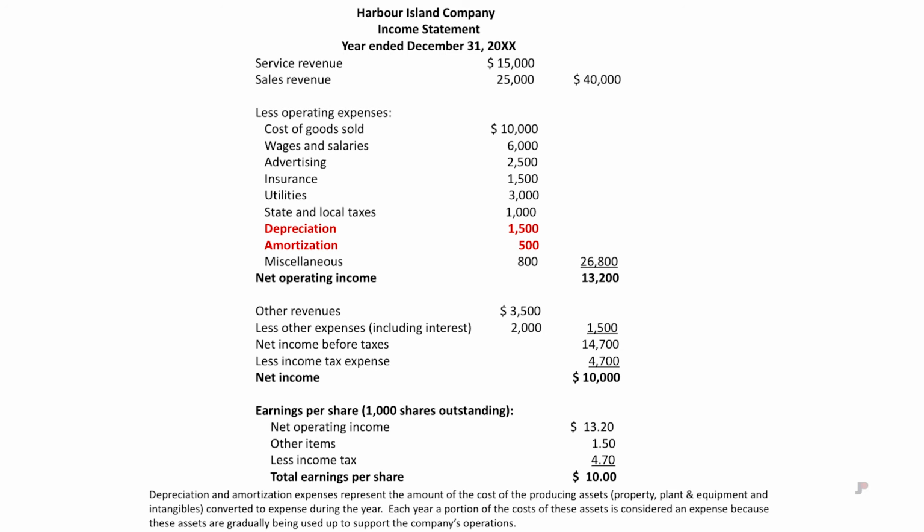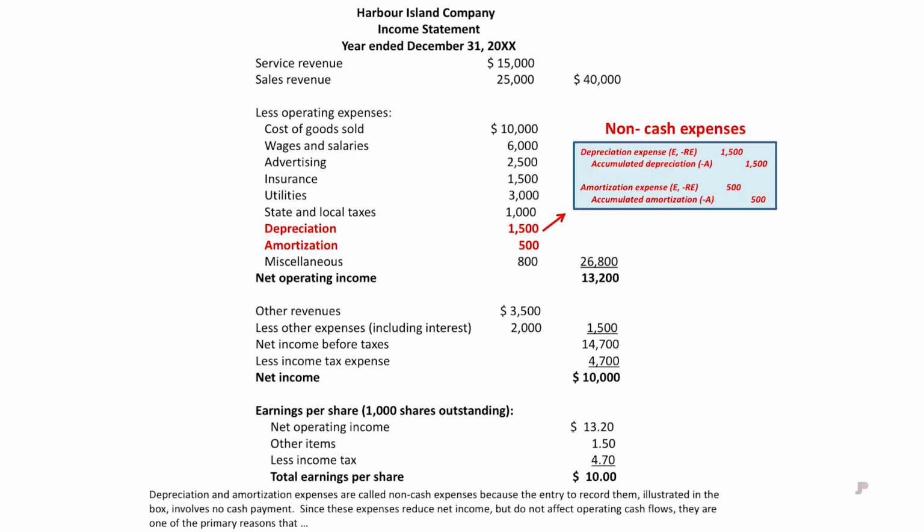Depreciation and amortization expenses represent the amount of the cost of the producing assets, property, plant and equipment, and intangibles, converted to expense during the year. Each year, a portion of the cost of these assets is considered an expense because these assets are gradually being used up to support the company's operations.